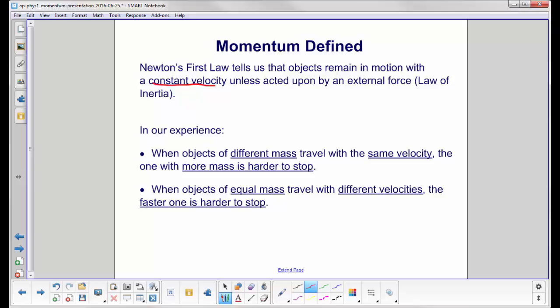Now, in our experience, if you have objects of different mass but they're moving with the same velocity, which one is harder to stop? Clearly the one that is more massive. However, if I have objects of equal mass and they travel with different velocities, again, sort of an intuition, and also you've probably seen this, the faster one is harder to stop. If someone's throwing you a baseball and they throw it very slowly, pretty easy to stop. They throw it at 90 miles an hour, you need a great force to stop that thing with your mitt, and you will feel it.